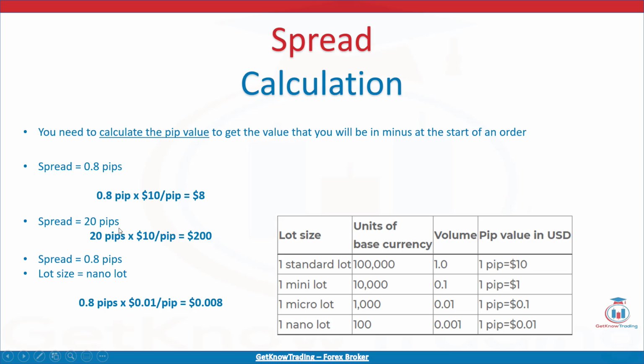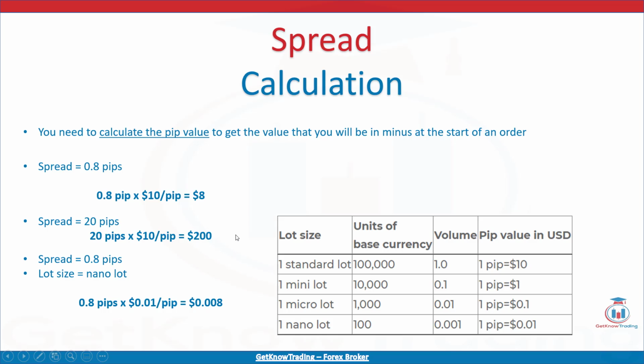Now imagine if the spread is 20 pips. That large spread is on less liquid pairs, like exotic currency pairs. A 20 pip spread in Forex on a standard lot size would be $200, which is a large amount. Let's calculate the spread amount for 20 pips: 20 pips multiplied by $10 per pip equals $200.